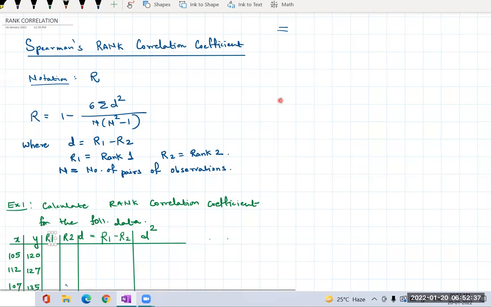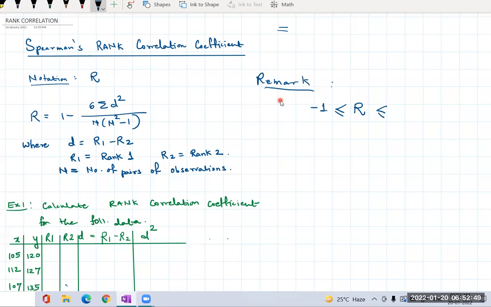And one more thing I want to say, a remark can be given over here, that this capital R is also lying between -1 and +1, which is exactly similar to the remark which we had for Pearson's coefficient of correlation. So you will never have a value of capital R as 1 point something or 5.3. More than 1 is not possible, and less than -1 is also not possible. It is always between -1 and +1. Now let me go to the problem and demonstrate it.